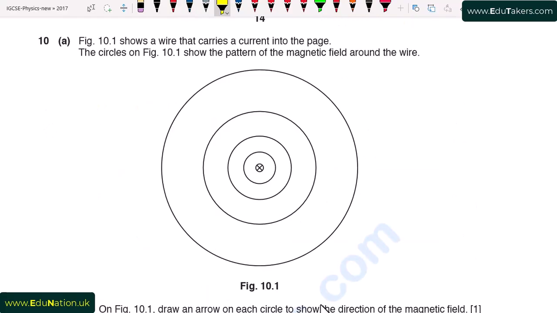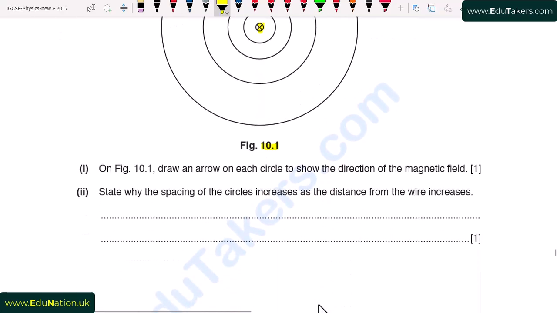Question number 10, part A. Figure 10.1 shows a wire that carries the current into the page. The circles on figure 10.1 shows the pattern of the magnetic field around the wire. In figure 10.1, we can see that there is a sign of cross. This sign shows actually the direction of the current is into the page, and the circles here shows the pattern of the magnetic field around the wire.